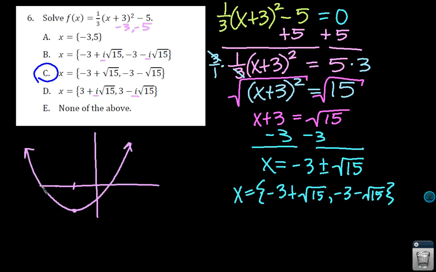So that means it's going to really cross the x-axis in 2 places, right there. So we won't have any i's in the roots because they're not imaginary, they're real. They include radicals, so they're irrational, but they're still real. Like I said before, my answer is C.